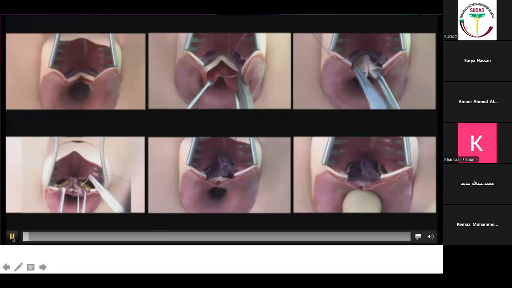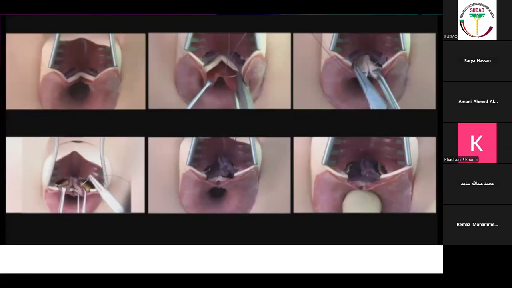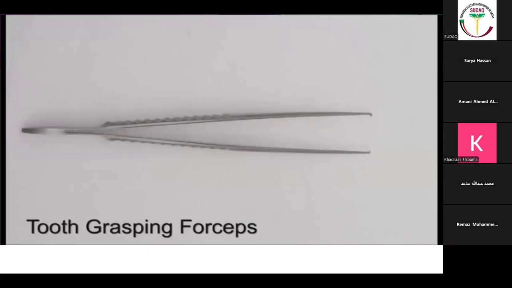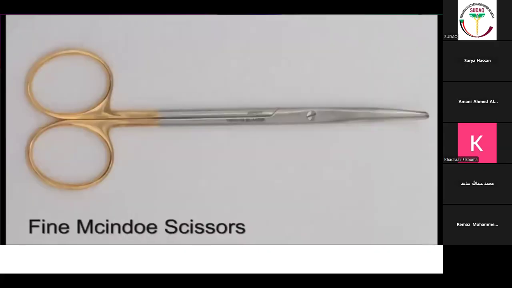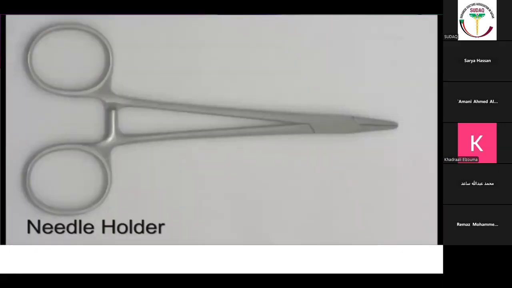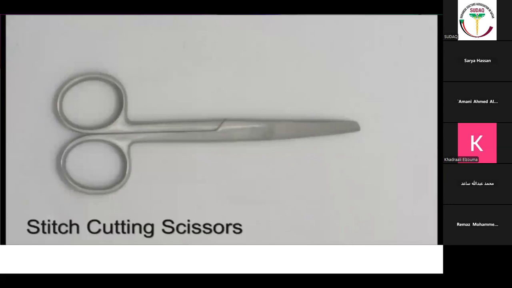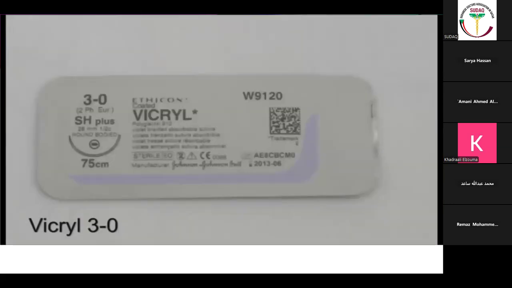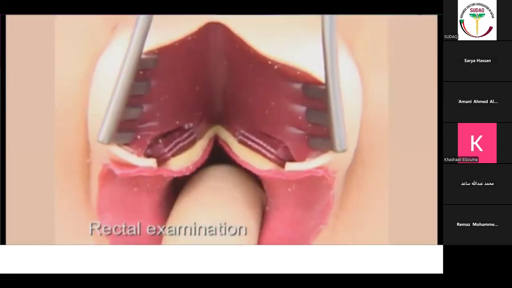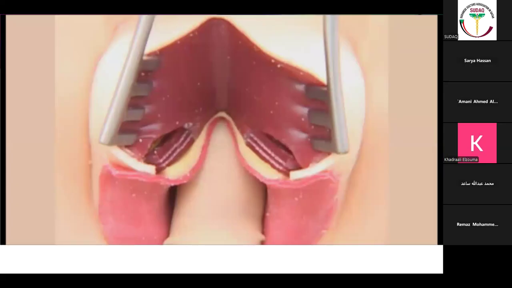Built latex model. Instruments and suture material required for the repair are as follows: Weislander retractor, tooth grasping forceps, fine Mackendorf or Metzenbaum dissecting scissors, 2 Alice forceps, 2 small artery or mosquito clamps, a needle holder or needle driver, stitch cutting scissors, a Vicryl 3-0 suture, and 2 PDS 3-0 sutures. A rectal examination should be performed to establish the full extent of the injury.